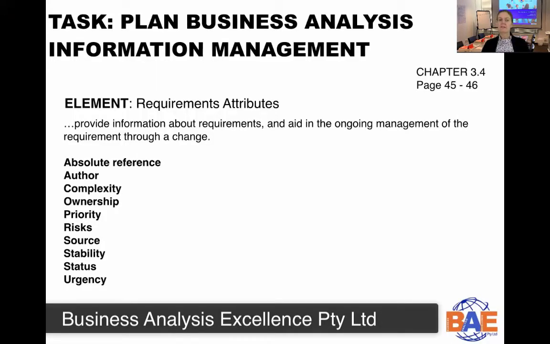Okay, so let's now have a look at requirements attributes as a particular element and just run through all the different attributes that you need to consider when you document your requirements. So just to be clear, this is the information about requirements and it aids you in the ongoing management of the requirement through a change. So the first attribute is absolute reference. That is a primary identifier or a unique ID. The author, so who is composing the particular requirement, that will often be you if you are the one that authored a particular requirement. Complexity, so how complex will this be to implement?